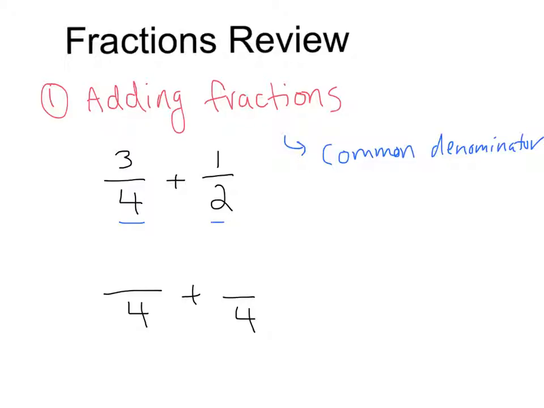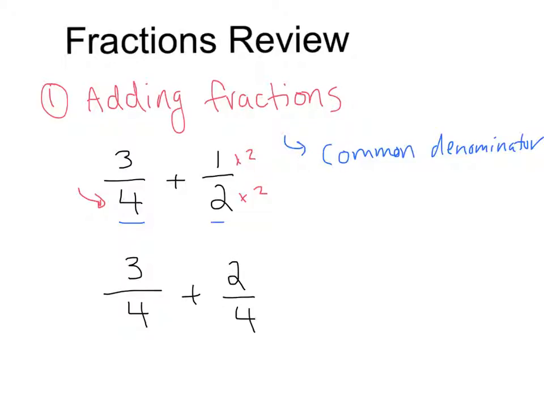Because the first fraction already has a denominator of 4, I just keep that the same. So it should be 3/4 plus, to get 2 to be 4, I have to multiply 2 to both the numerator and denominator. So I'm going to get 2/4, which is the same thing as 1/2.